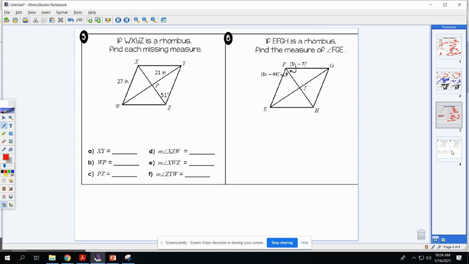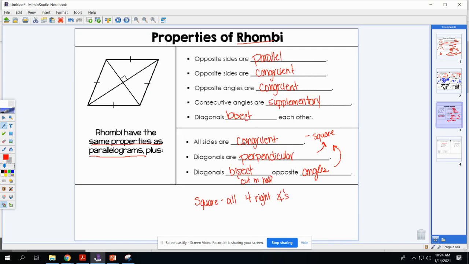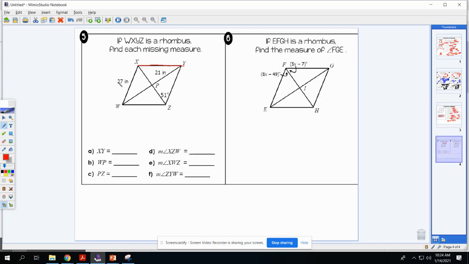Okay, so let's go ahead and do some examples here now with a rhombus. So starting off with number 5, it says if WXYZ is a rhombus, find each missing measure. So the first thing we're looking at here is XY. So XY appears to be one of the sides of a rhombus. In the previous slide here, we said all sides are congruent. Well, if we know that one of the sides here is 27, that means XY is also 27.